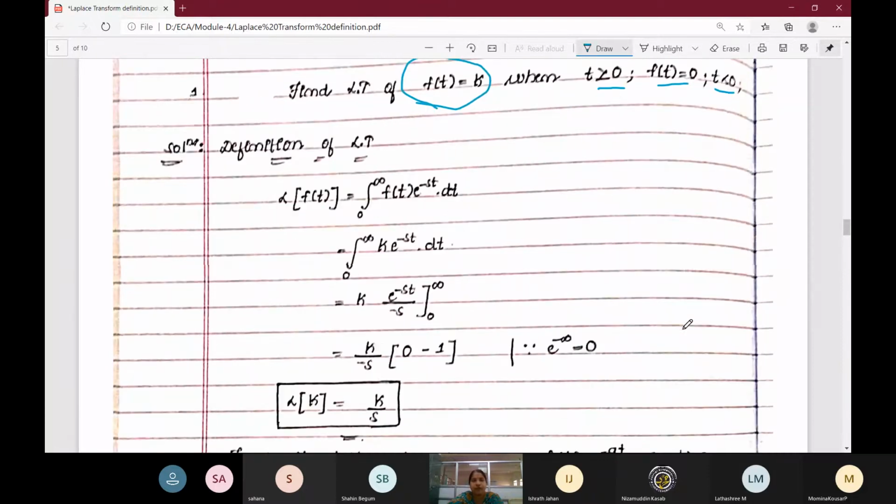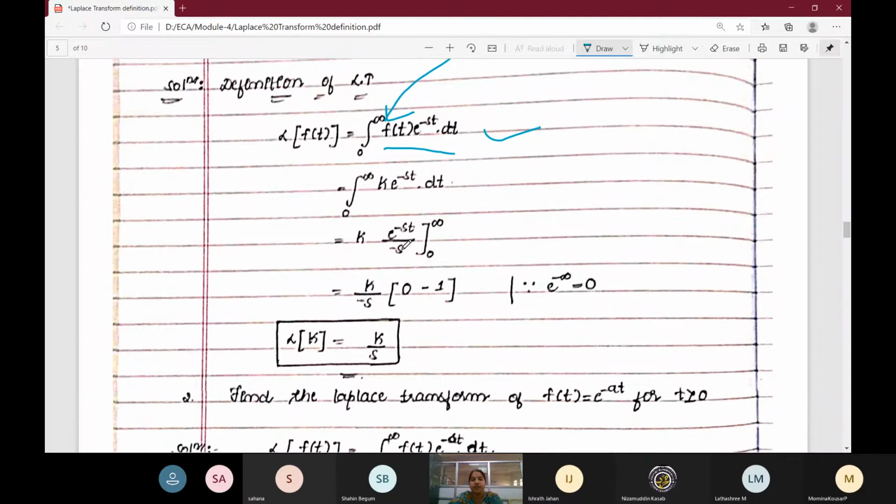Whenever we go, we first have to write the definition of Laplace transform. So Laplace transform of f of t, what is the definition? It is the integral from 0 to infinity of f of t e power minus st dt. So instead of f of t, what we have to substitute? We have to substitute k here. So k into e power minus st dt.